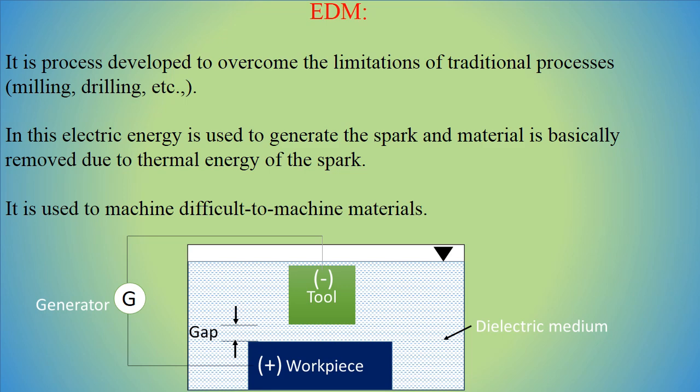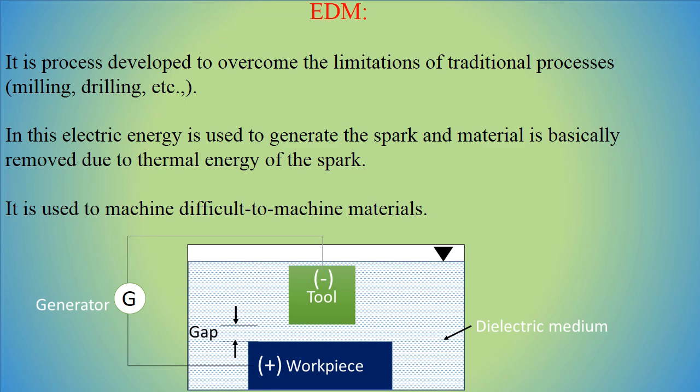In this, electric energy is used to generate a spark, and material is removed due to the thermal energy of the spark. So here we can say there is a conversion of electrical energy into thermal energy, and thermal energy provides the energy to remove the material from the workpiece. It is used to machine difficult-to-machine materials like titanium grade 5, which is very hard. So high strength alloys can also be machined using this process.